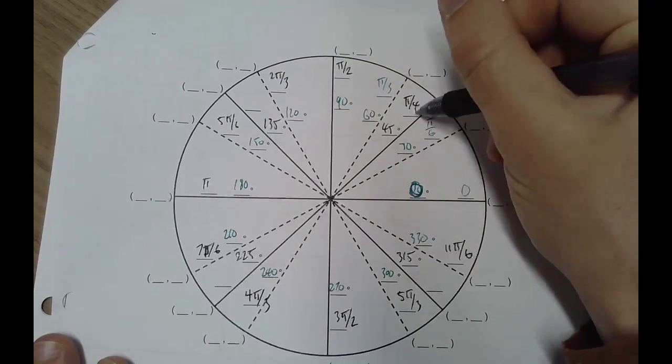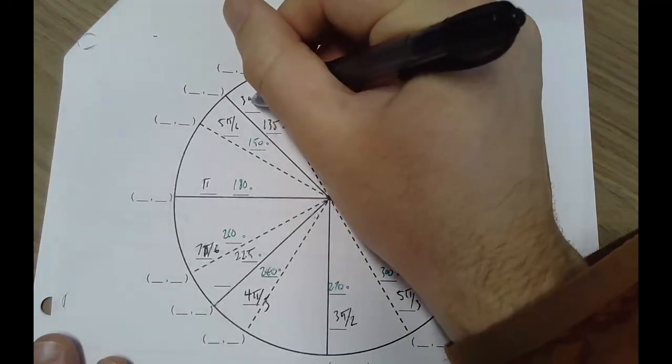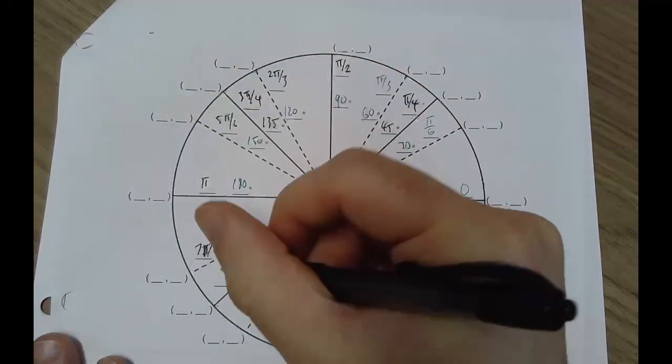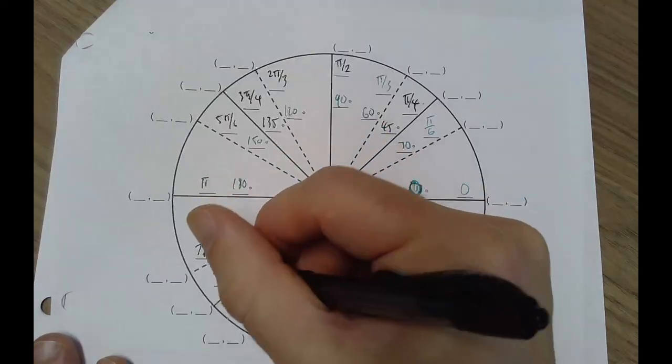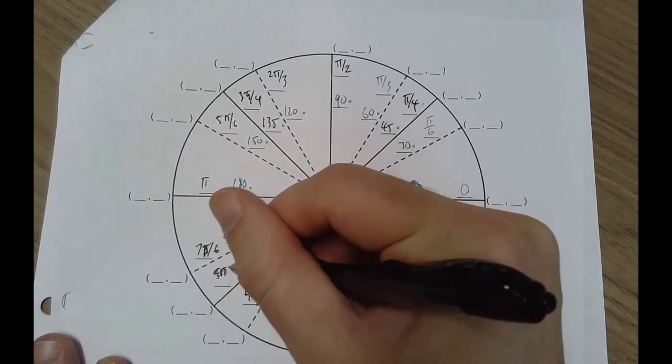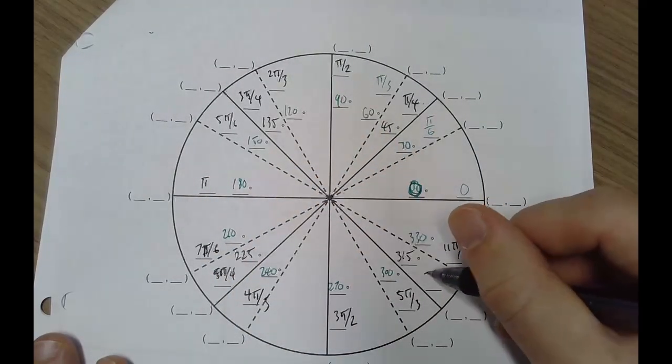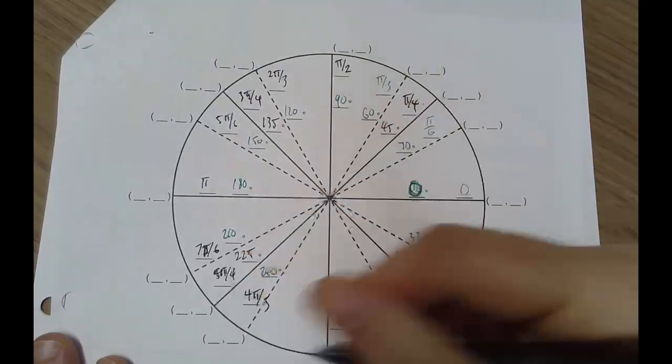So this is pi over 4, 2 pi over 4, 3 pi over 4, 4 pi over 4, oh sorry, that would be there, 5 pi over 4 is here, 6 pi over 4, 7 pi over 4, okay? So that's degrees, and that's the radians.